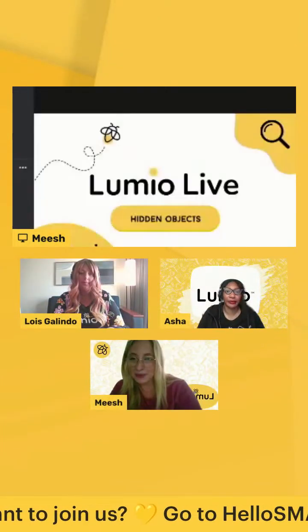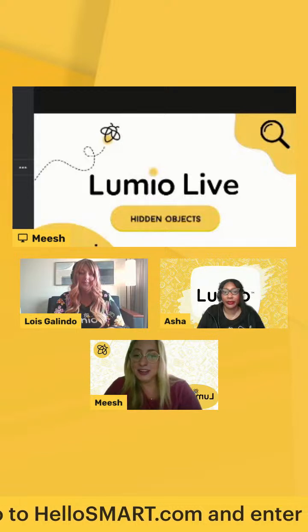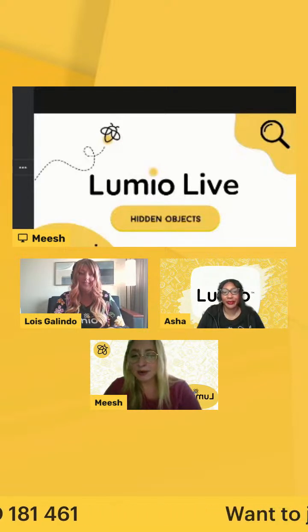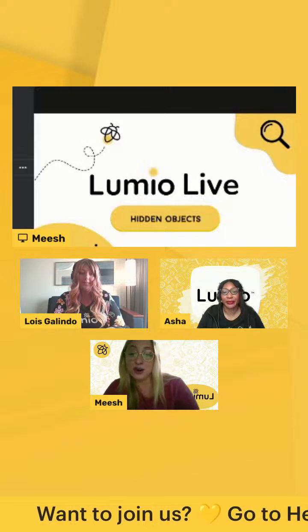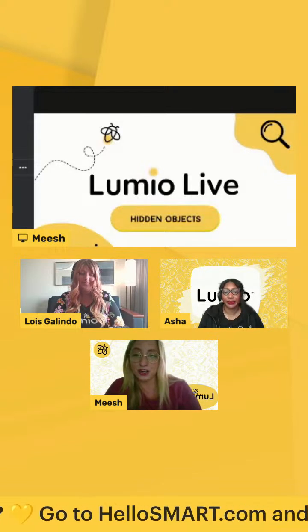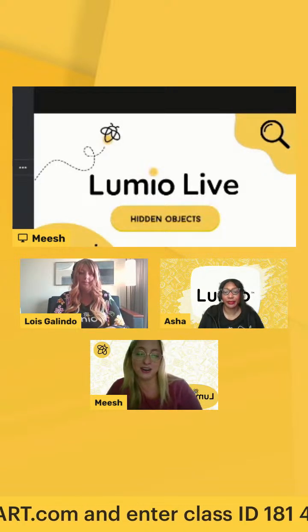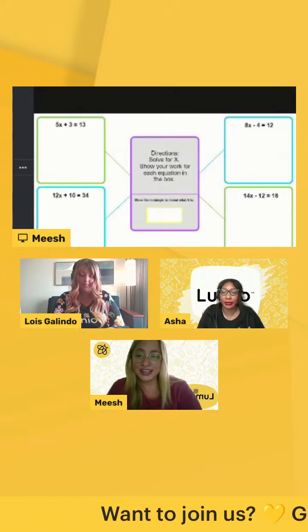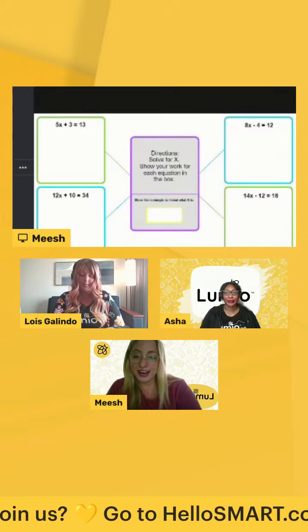All right, so for today, I want to show everyone how you can take advantage of hiding things on your screen with Lumio. Maybe there's a day that you're doing a lesson, you've got some work, a day that perhaps you're not going to do a game, which is okay. So how can we take a regular worksheet and still make it interactive without a game? What I've done here is I took a graphic organizer and I made it into a worksheet.